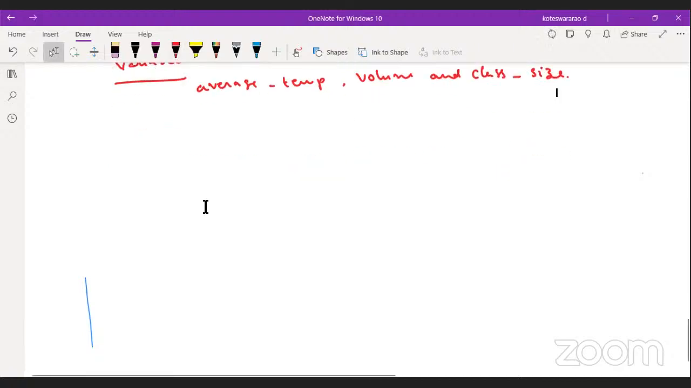C data types. C supports many data types. Different types of data types it can support.